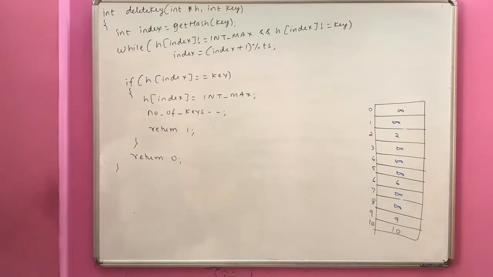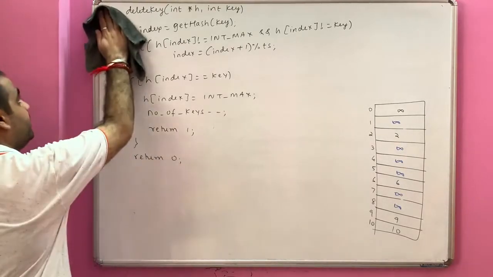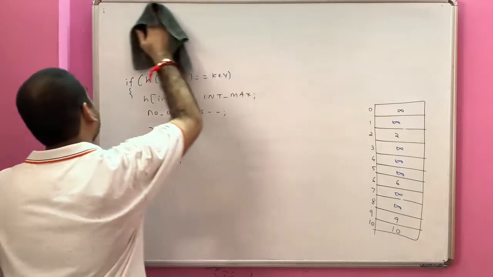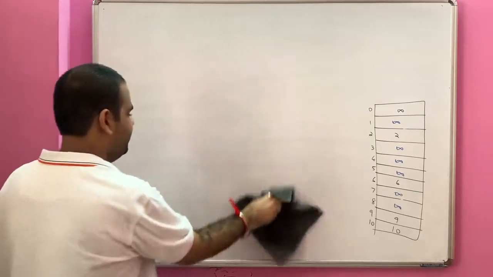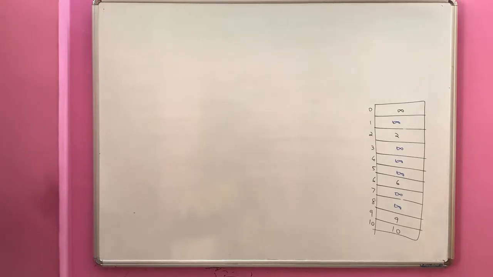Please pause the video and make a note of it. I am going to erase this. Anyway, code is being posted already. Now let's see the next function on how we display the hash table. Very simple. How do we display the hash table?